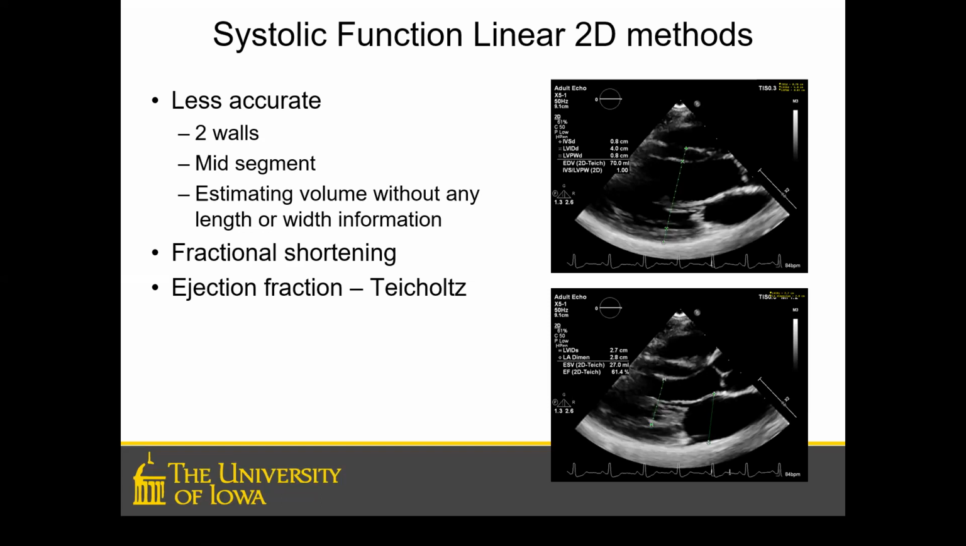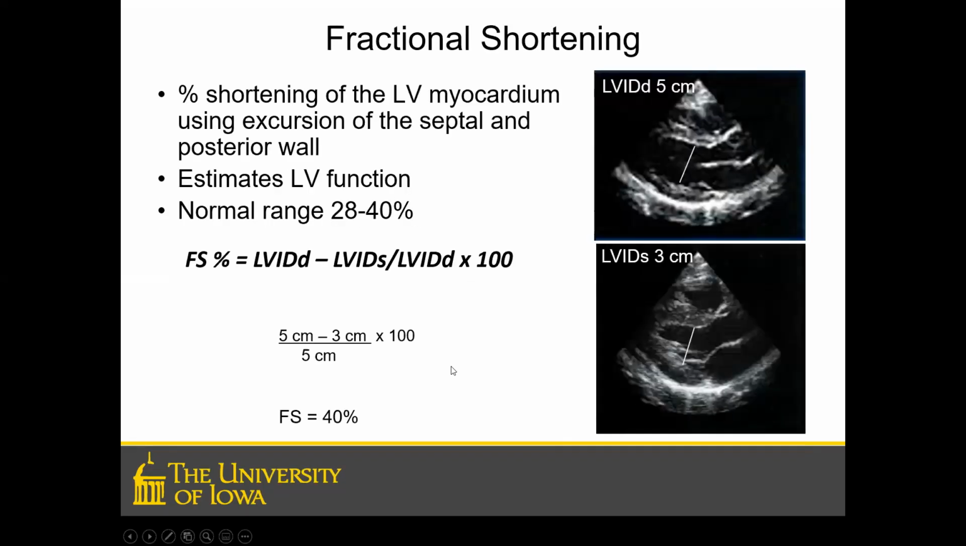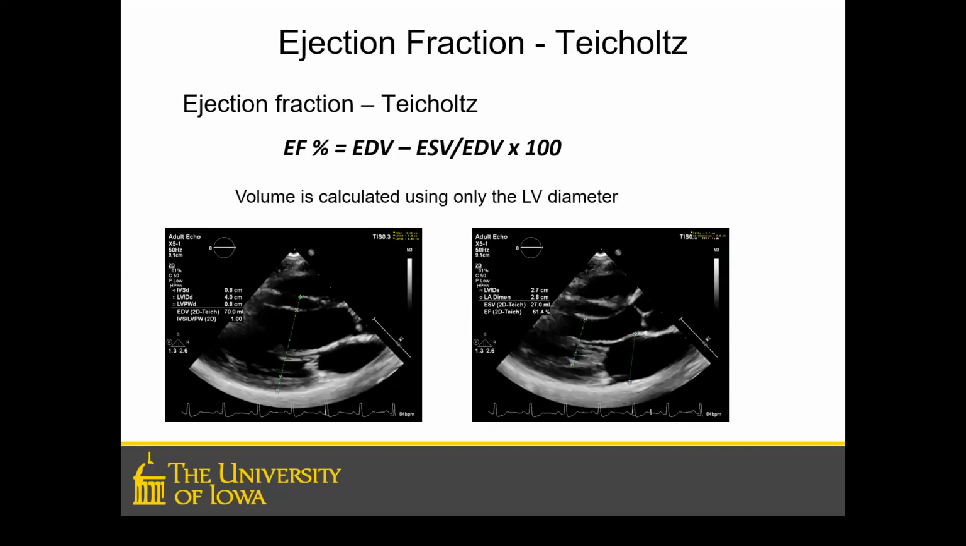Okay, but again, it's displayed on the measurement, so I wanted to make sure you were aware of how it got there. If you wondered, fractional shortening uses just the diameter, so it's diastolic minus systolic divided by diastolic to calculate fractional shortening. And again, that is not typically reported. And then here's the Teichholz EF.